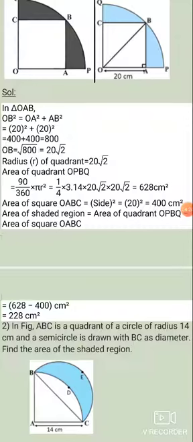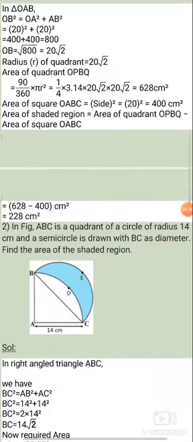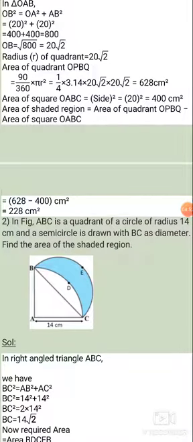Now listen carefully in this question. AC is equal to 14 centimeter given, same as what, AB is also 14 centimeter. Now a semicircle is drawn with BC as diameter is given. So we need to find out first what BC is. It is not given. So in triangle ABC, BC square is equal to AB square plus AC square, that is 14 square plus 14 square, which is equal to 2 into 14 square. Now BC is equal to what? Square root of 2 into 14 square, which is 14 root 2.